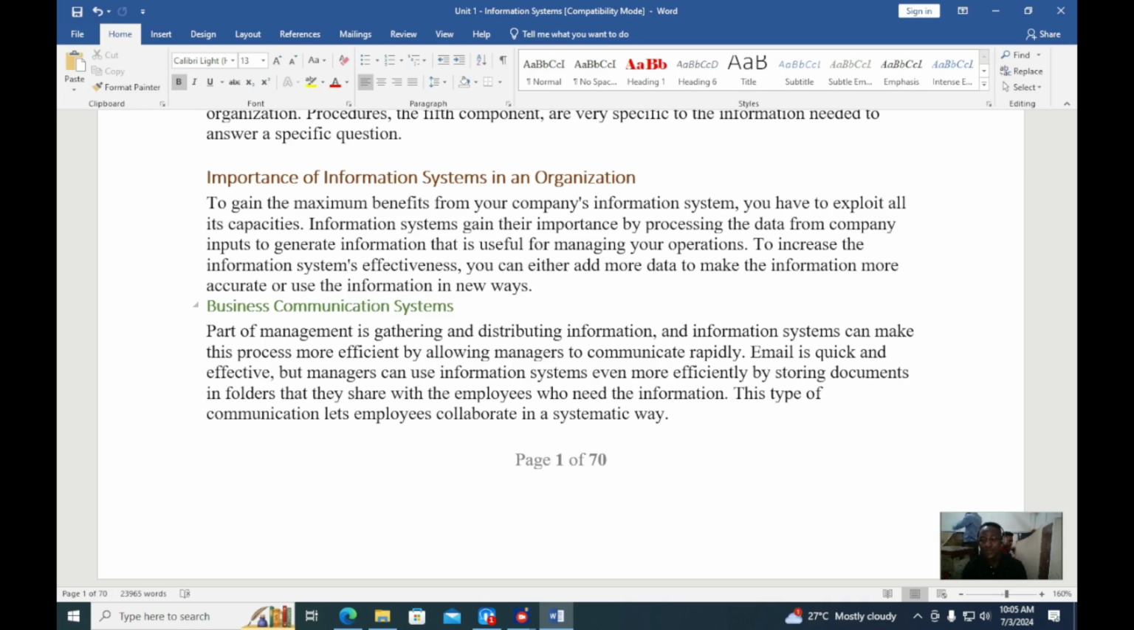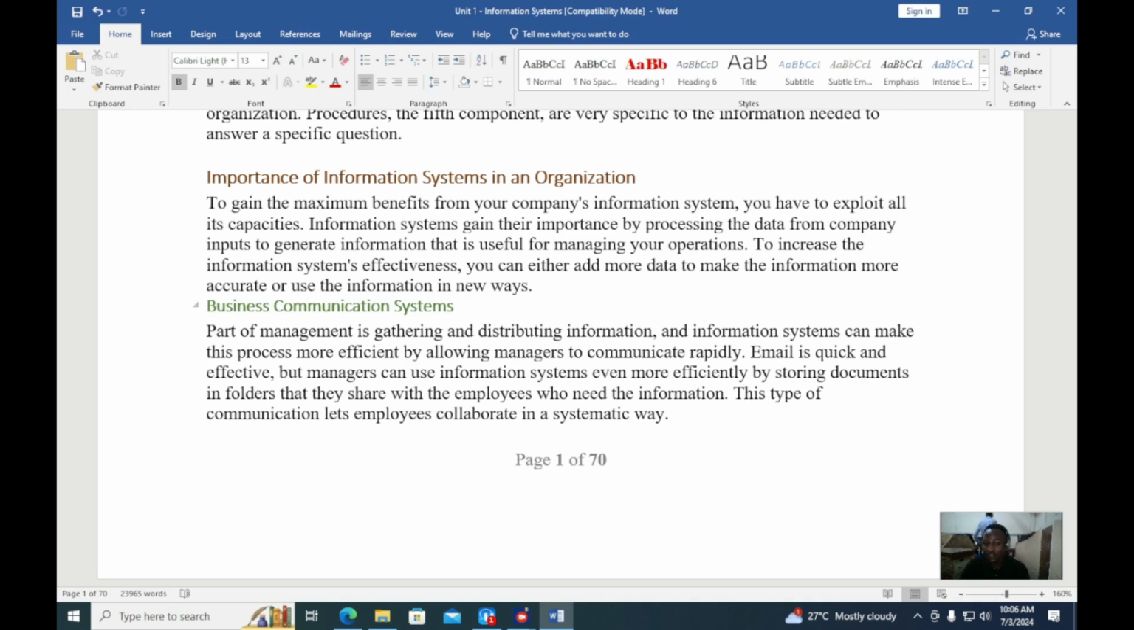They are processing data for a particular company, for particular company inputs, so that they are able to generate the information that is needed maybe by management for the operations of that company. So for us to have a more effective information system, we need to have more data, so that we can have an information system that generates accurate information that is useful in all the ways.